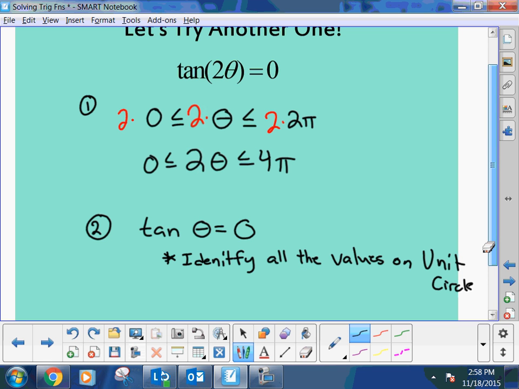Okay, I'm going to call on somebody randomly to share the 5 values. So look at your unit circle and identify the 5 values. Now, if you're having a hard time, remember, you're using 2 unit circles. So you're going from 0 all the way to 4 pi.